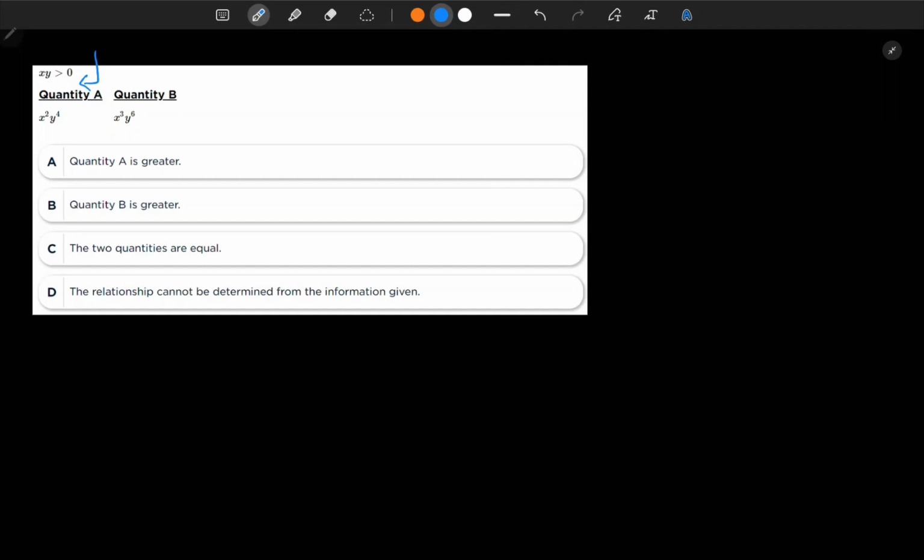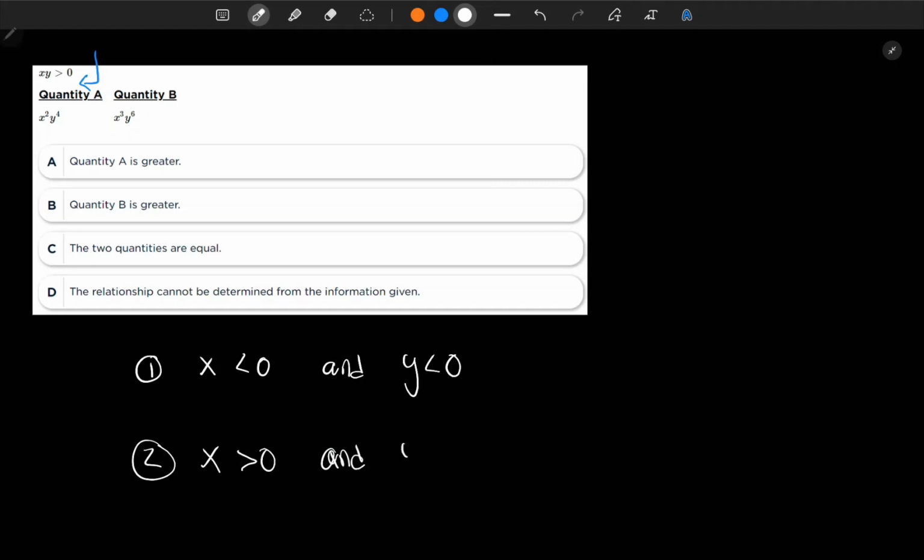Well, since x times y is greater than 0, we have two options. Option 1 is that x is less than 0 and y is less than 0. If both x and y are negative numbers, then their product is greater than 0. Alternatively, we have the option that x is greater than 0 and y is greater than 0, because the product of two positive numbers is again positive.